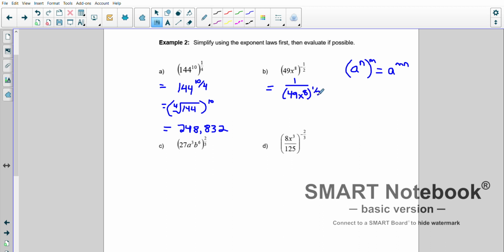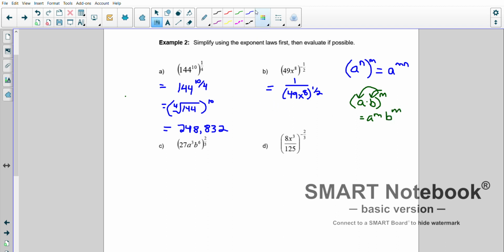So this is a bit of a review from the last lesson on power of a product. I'll switch up the colors here. The base has more than one factor. It's not just x to the power of 8 to the power of 1/2, it's 49 as well. So the power of a product says if you have something like this to the power of m, then you apply the outside exponent to all the factors in the base. That's what power of a product is. And that's what I'm going to do.